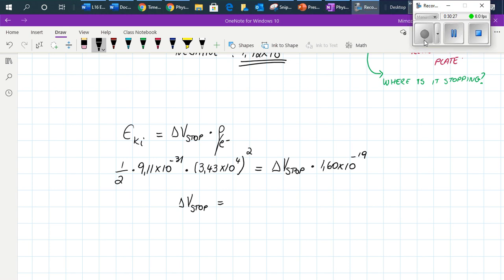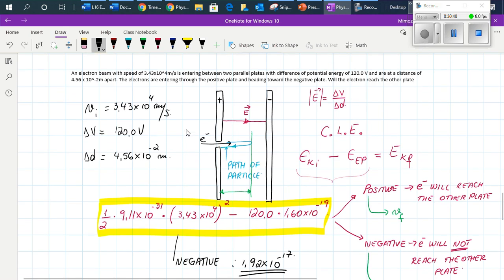What I have here is 3.35 times 10 to the power of negative 2 volts. So what this is telling us is that the change of voltage, delta V stop, between the point where the particles start to turn around and the negative plate, is 3.35 times 10 to the power of negative 2 volts.